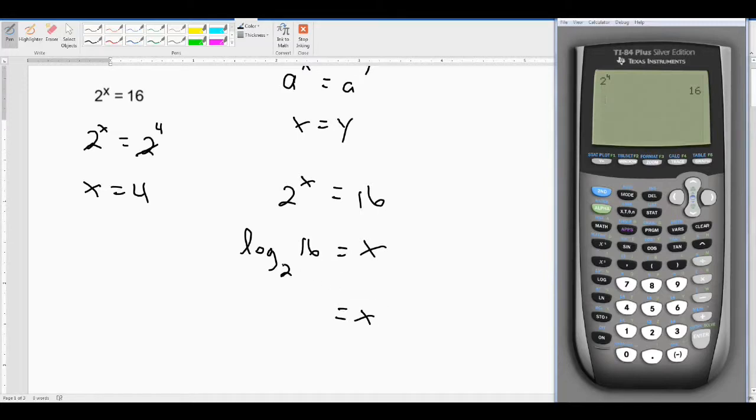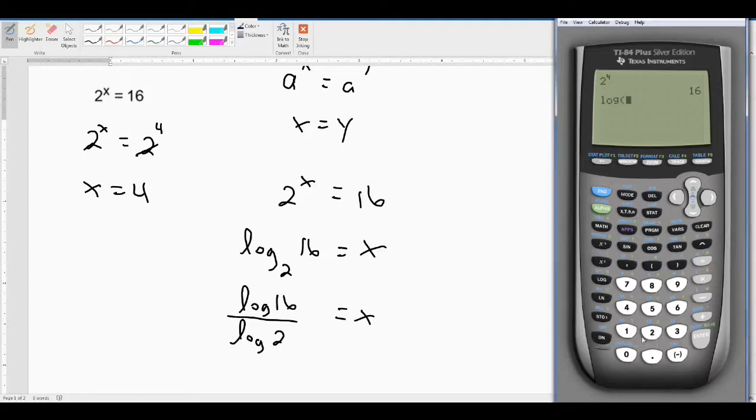Now there's something called a change of base that you can use also. Remember, with the change of base, the base goes on the bottom. So the log 2 will go on the bottom, and the log 16 will go on top. So now you can type in log 16, close, divided by log 2, close, enter, and you'll get the 4 that way also.